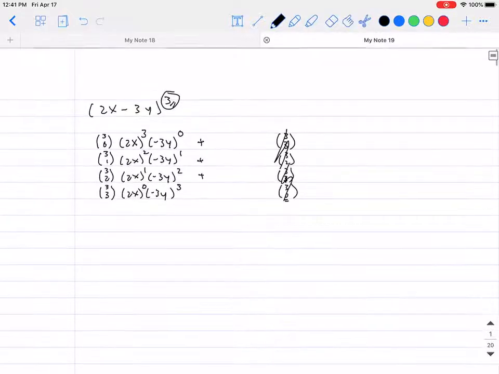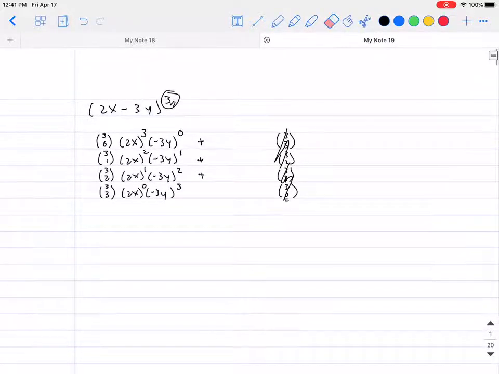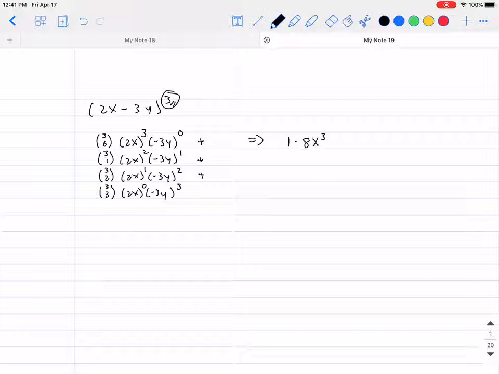Let me go ahead and erase this part of the board, and then we can write that out. The first part, 3 choose 0, comes out to be 1. 2x raised to the third power is going to be 8x cubed. Negative 3y raised to the 0 power is going to be equal to 1.